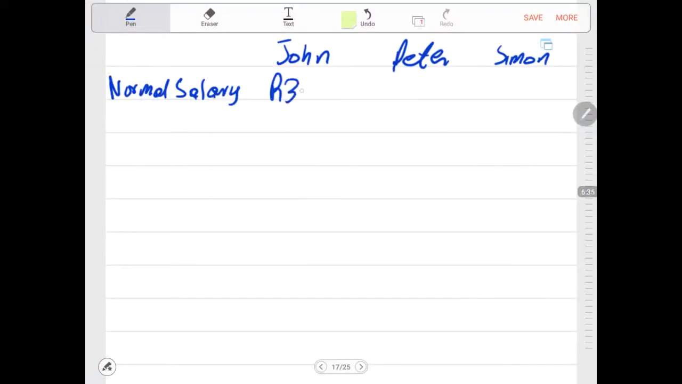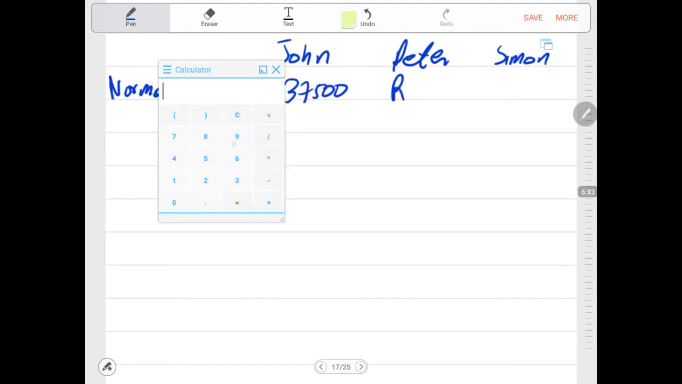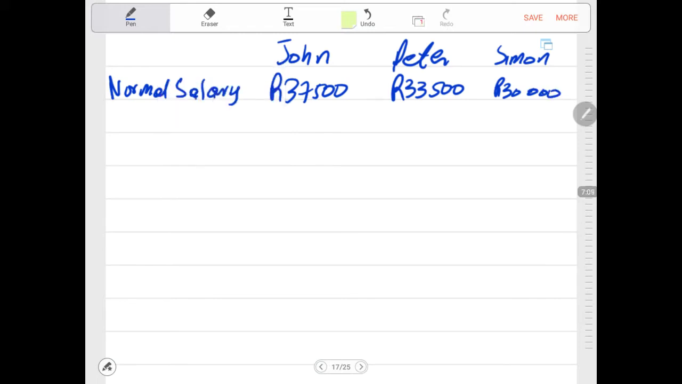Why? Because executives get paid a fixed salary. So that will be 37,500. The second one was 402,000 rands. That must be divided by 12 in order for us to get to 33,500 as the salary for the month of December, and 360,000 rands divided by 12 gives 30,000 rands, which is the salary for Simon for the month of December. So now these are the normal salaries that are being paid to these three executives.